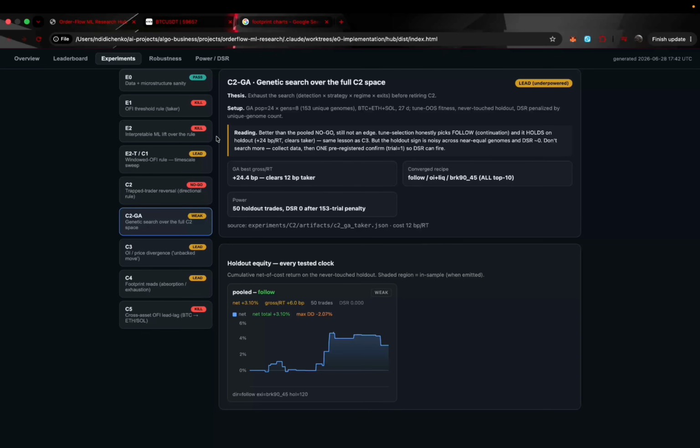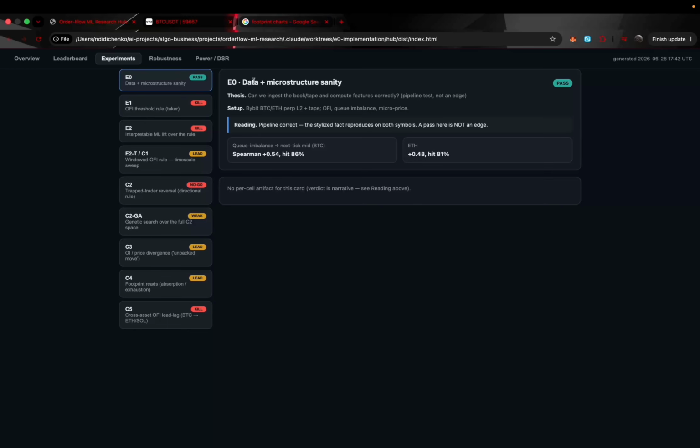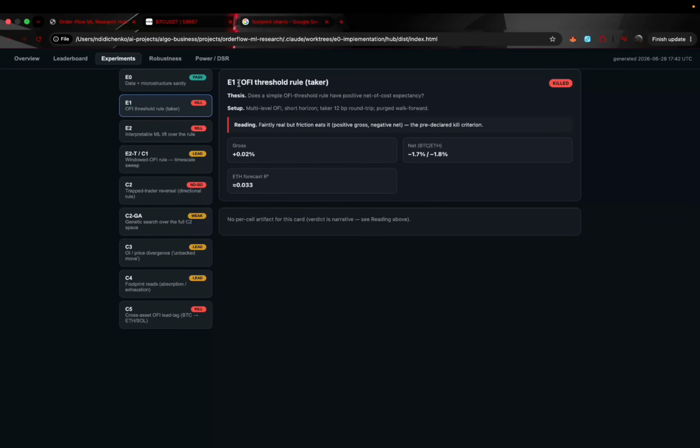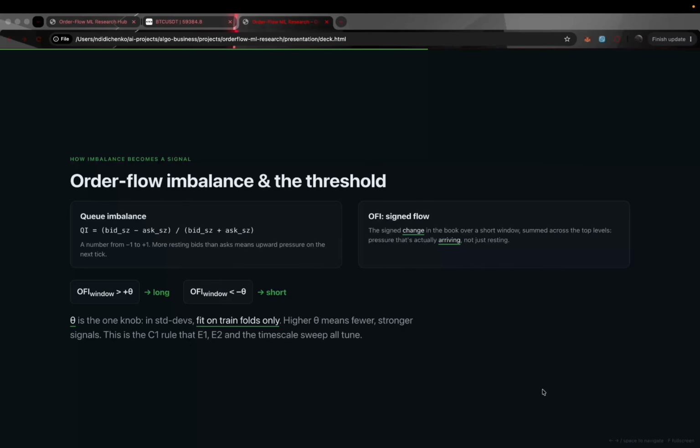I could click over a couple of these experiments. The 01 is the data and microstructure, so there's not much to talk about here. Order flow imbalance threshold rule. To explain order flow imbalance and the threshold, look at this slide. We have a basic formula for Q imbalance, which is just bid size minus ask size over bid size plus ask size. That's a number from -1 to +1.